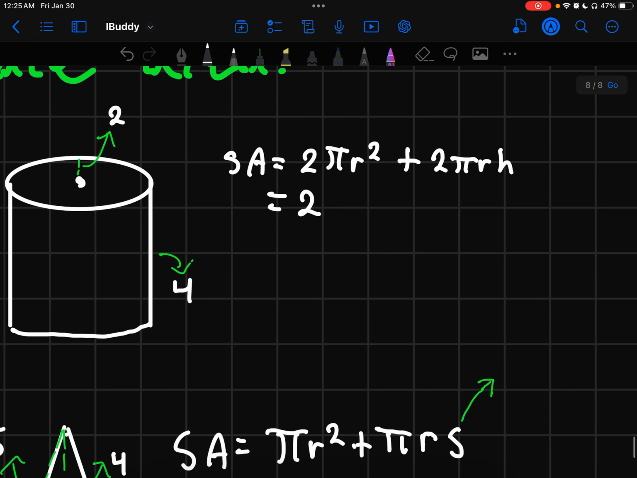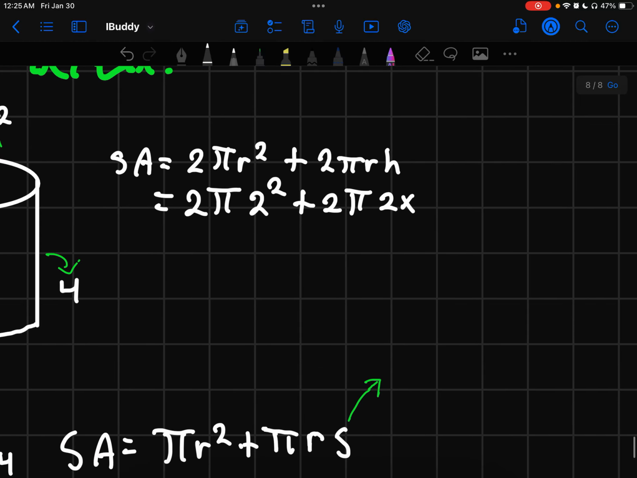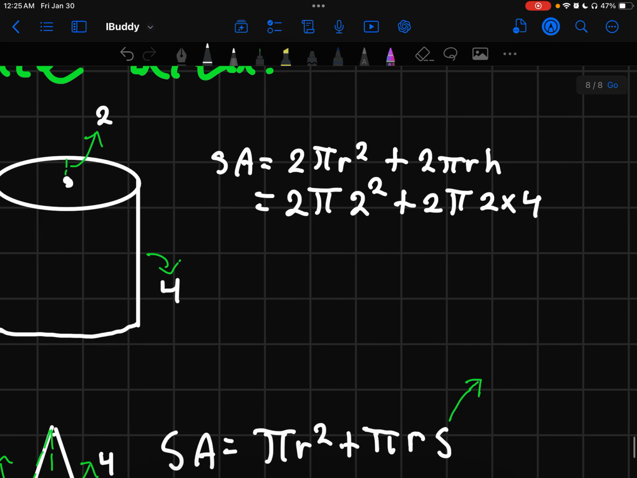Is equal to 2 pi. We can see that the radius is 2, so we'll just put this here, 2 squared, plus 2 pi 2 times 4, which is the height. We can start solving this. 2 pi 4 plus 2 pi 8.